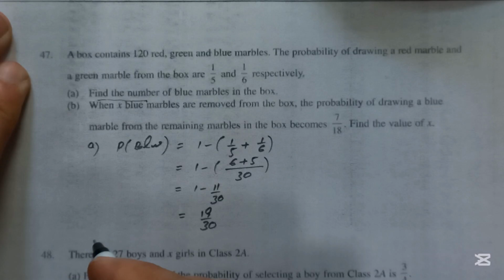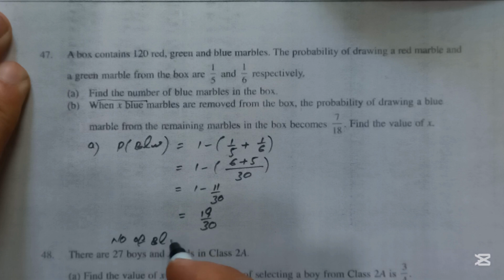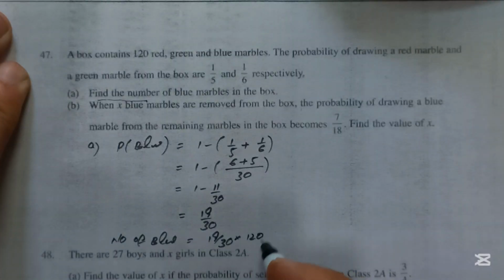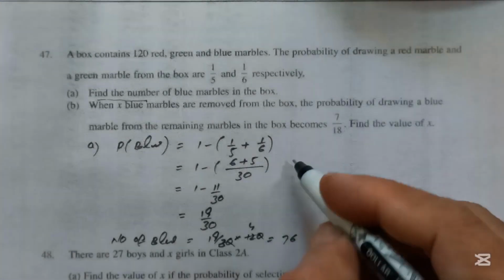And now the number of the blue marbles. Number of blue marbles will become probability multiplied by total numbers. So 0 will be cancelled, 3 4s are 12, and now solve it. 4 9s are 36, 3 4s are 12, 1 carry is 4, 76 marbles. Blue marbles are 76.